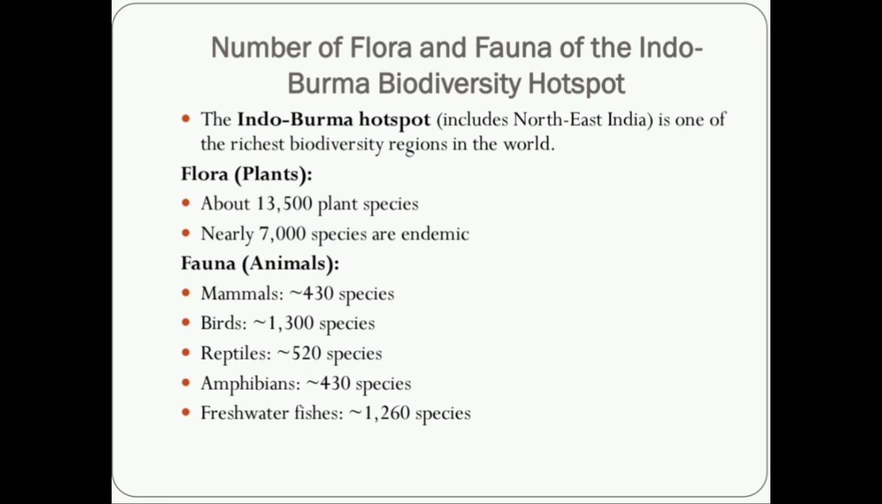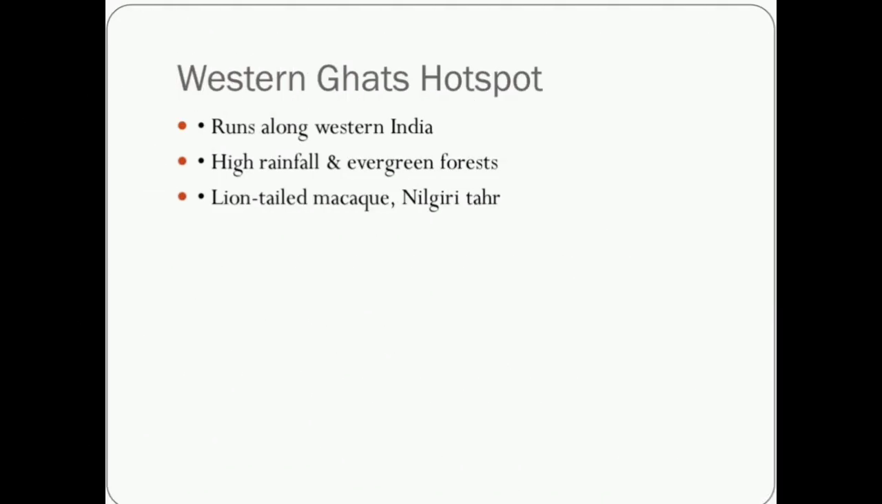Flora in this region include about 13,500 plant species. Out of them, nearly 7,000 species are endemic to that region. Fauna includes 430 species of mammals, 1,300 species of birds, 520 species of reptiles, 430 species of amphibians, and 1,260 species of freshwater fishes. Western Ghats hotspot region is very rich in biodiversity.